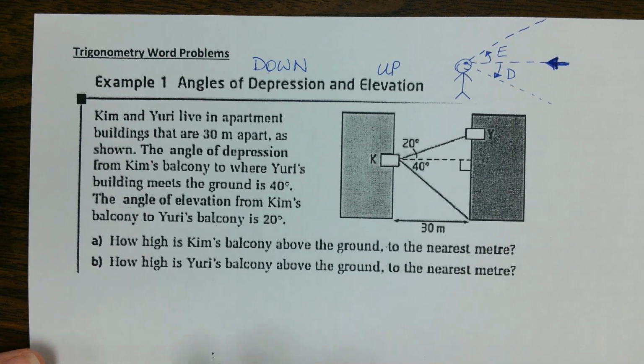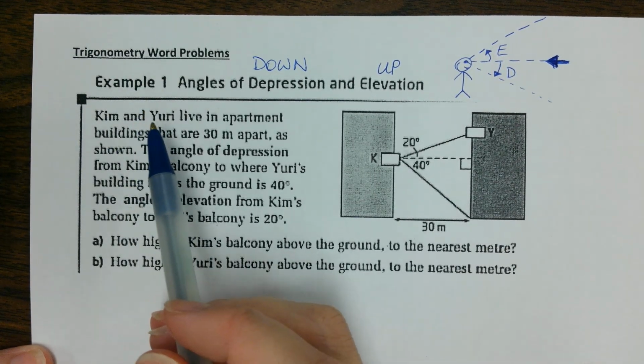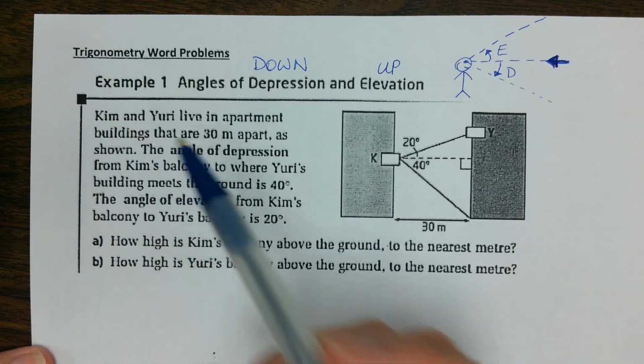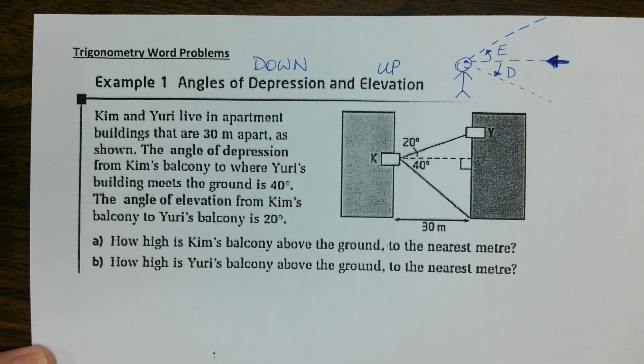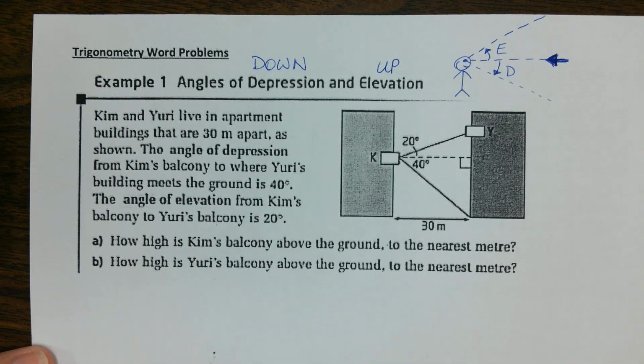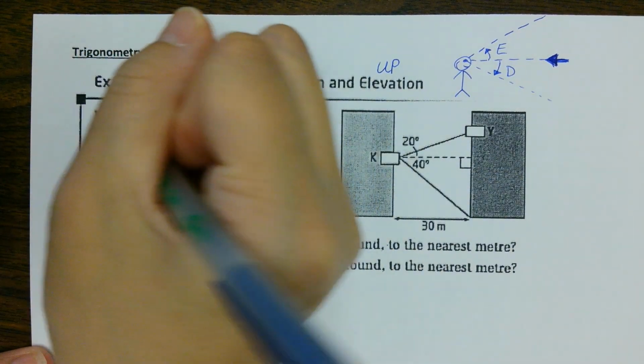Okay, so let's do a word problem example. Instead of Kim and Yuri, let's say Prentik and Aryan.